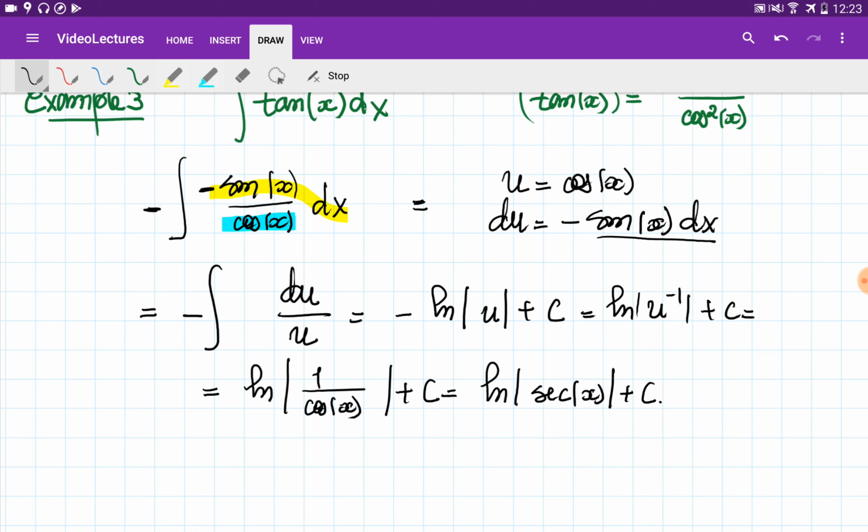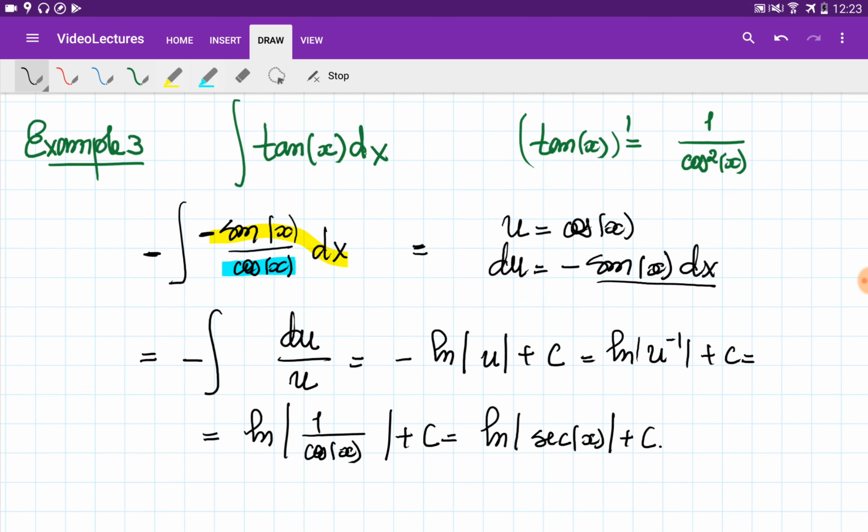Well, this is how we are going to use the substitution rule. In order to do this, we need to always be able to see the function and its derivative inside the integration sign.